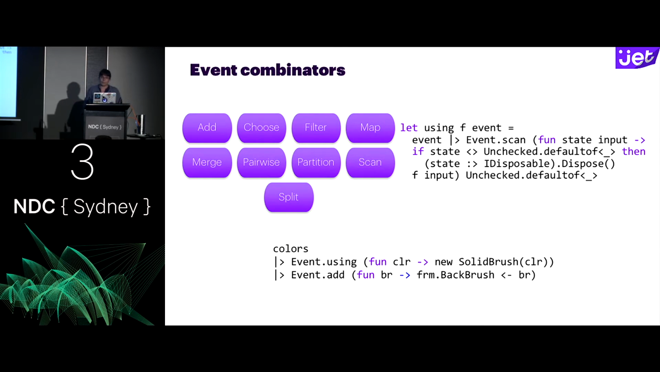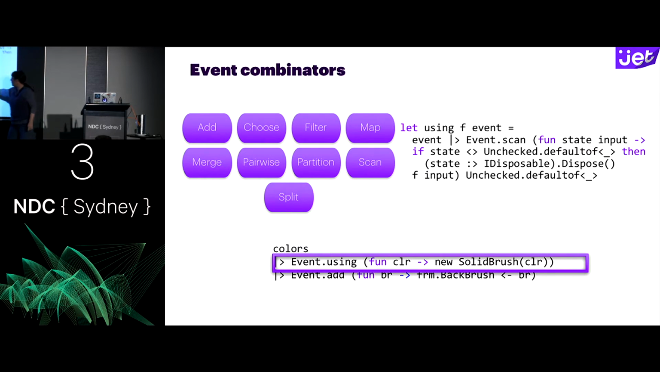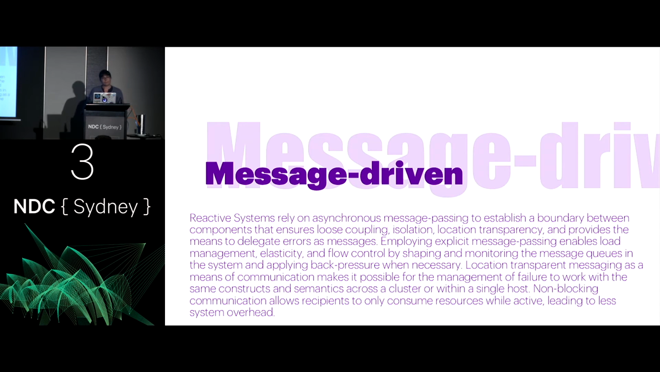But mapping, scanning, adding, choosing, filtering, these sorts of things are actually called combinators. We can actually create our own of these. And this here is how we would use a combinator that we've created called using, and the code at the top is how you would actually create that. Because we can create our own, it's very extensible what we can actually do with events.